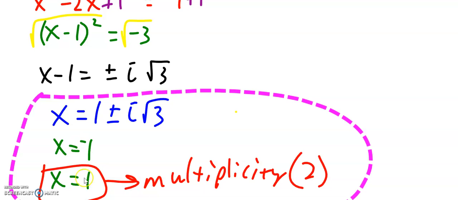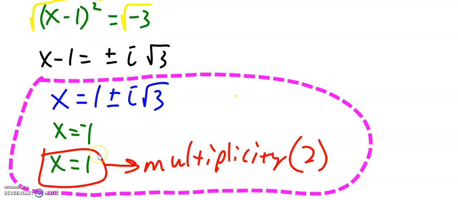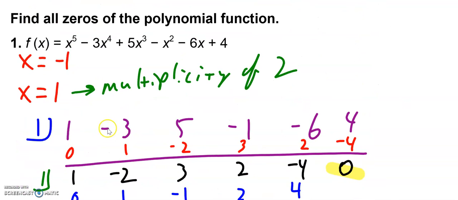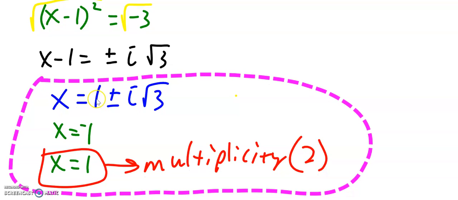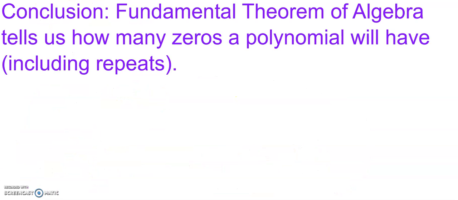And then don't forget the original values that I got from the calculator. And we knew that this was a 5th degree polynomial. So I have 1 plus i root 3 and 1 minus i root 3 as two separate solutions, negative 1, and then 1 occurring twice as 2 more solutions. So I have my 5 total solutions.